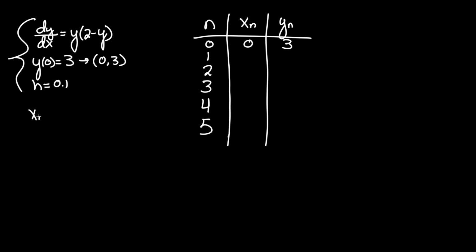And we know that x of n plus 1, the following x value, equals the previous value x of n plus step size h. So if x is 0, x of 1 will equal x of 0, which we have as 0, plus h, which is 0.1. So 0 plus 0.1 is 0.1. Now x of 2 equals x of 1, which is 0.1, plus h, the same h as before, which is also 0.1. So 0.1 plus 0.1 equals 0.2, and 0.2 plus 0.1 equals 0.3, and so on and so forth.